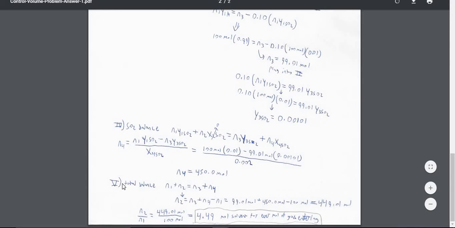And then finally, it's easiest to do a total balance because there's fewer manipulations involved. And we get total moles in for stream 1 and stream 2, and then total moles out from stream 3 and stream 4. Isolating for stream 2, which is our last unknown, we get 449.01 moles left. And then the problem asks for what's N2 over N1. And doing that math, we get 4.49 moles of solvent for every mole of gas entering.